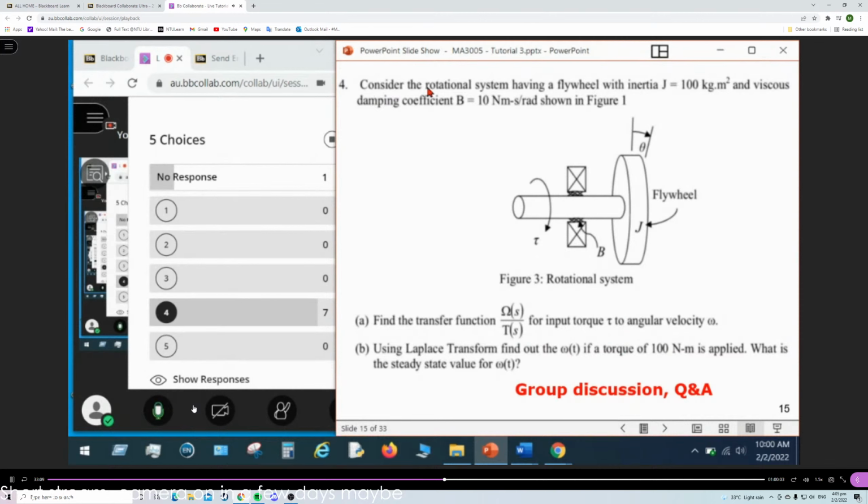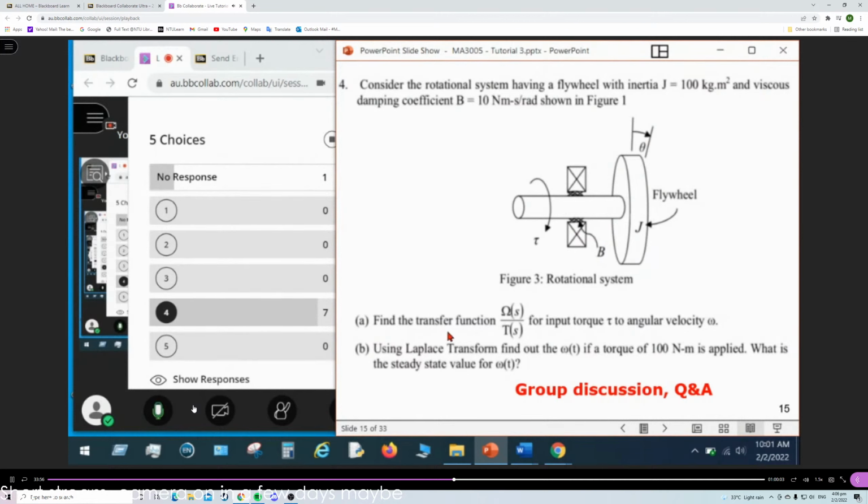The question asks us to consider a rotational system. The rotational system has a flywheel, with the inertia J given as 100 kg·m², and a viscous damping coefficient B. That means this damping coefficient B, or this element in the mechanical machine, would result in damping torque, because it's a rotational system. Damping torque, not force, torque. This B has a unit, shown in this figure.